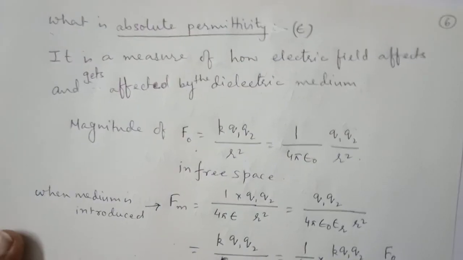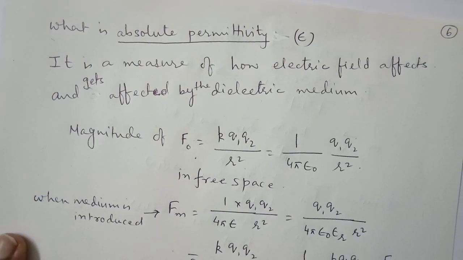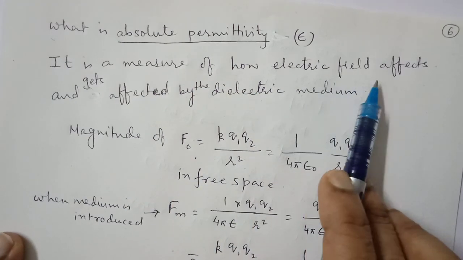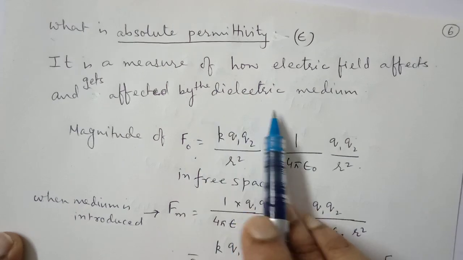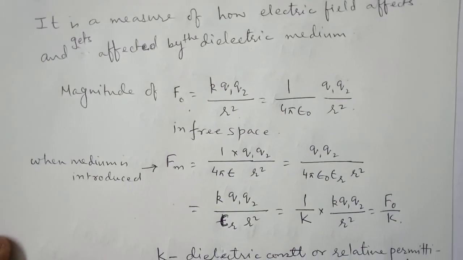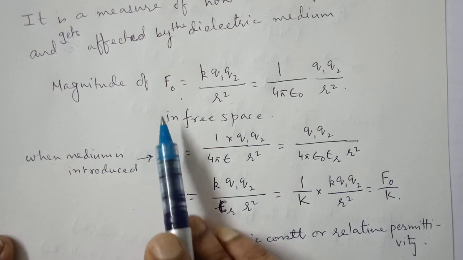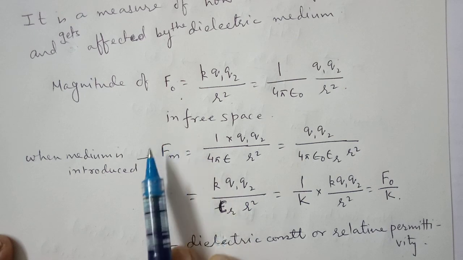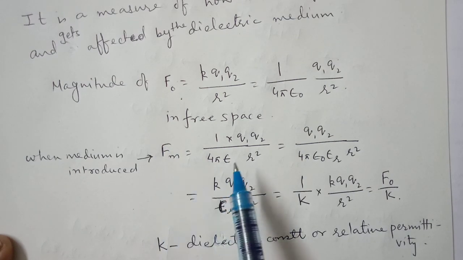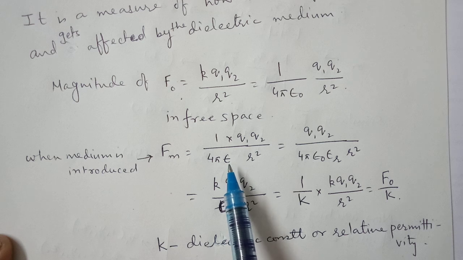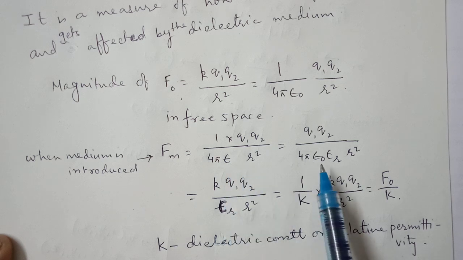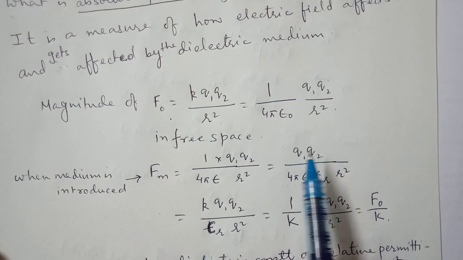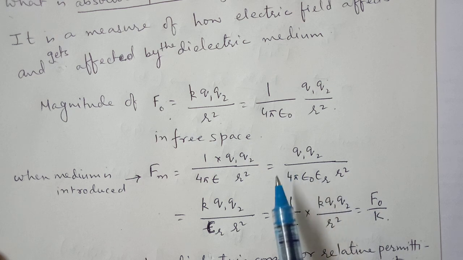What is absolute permittivity? Absolute permittivity is a measure of how the electric field gets affected by the dielectric medium. The magnitude of the force in free space is given by 1 by 4 pi epsilon naught Q1 Q2 upon R square, but as soon as a medium is introduced between, depending upon what the medium is, this epsilon naught is replaced by epsilon, which is given as epsilon naught epsilon R. Now we can see it is Q1 Q2 and this is 1 by 4 pi epsilon naught R square.